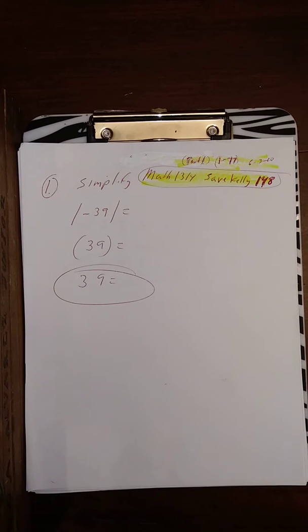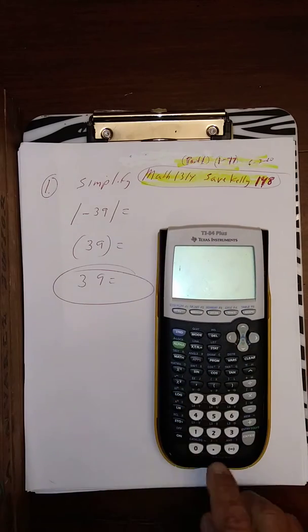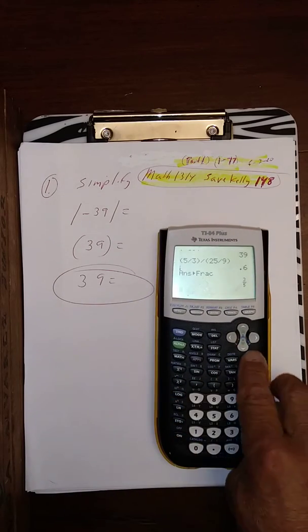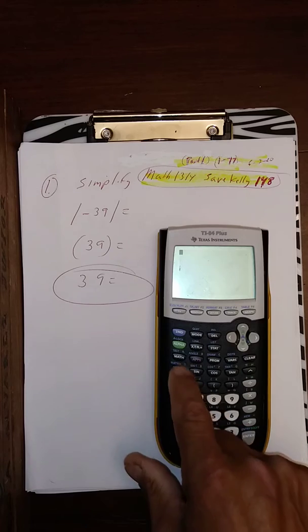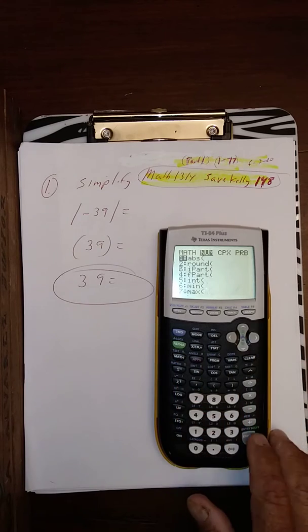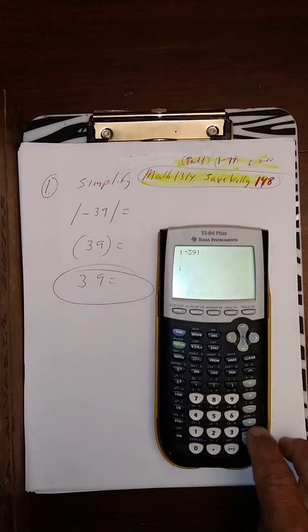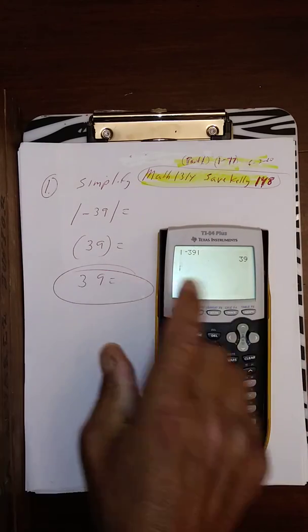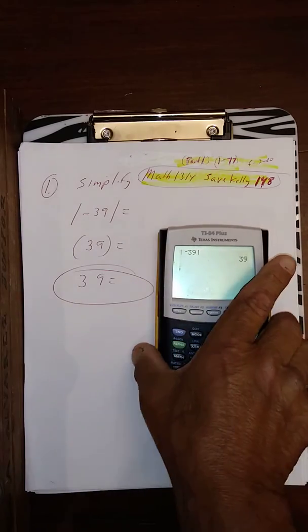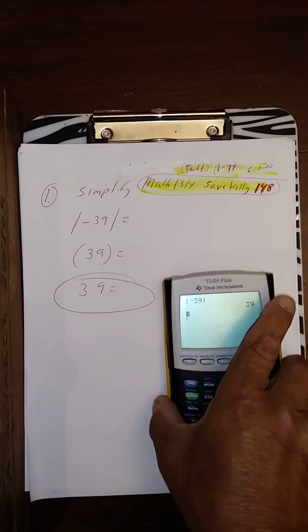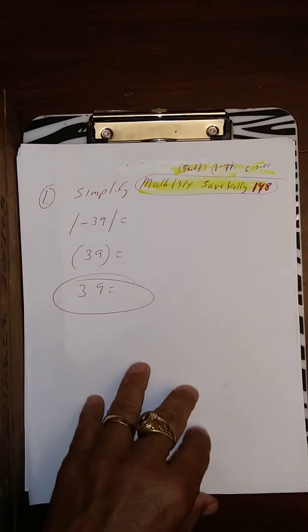Ready? Alright, let's start. Absolute value of negative 39 is, doing the calculator, of course, on, clear, we're going to go math, numbers. Absolute value of negative 39 is positive 39. There it is. Got it. Alright, next one.